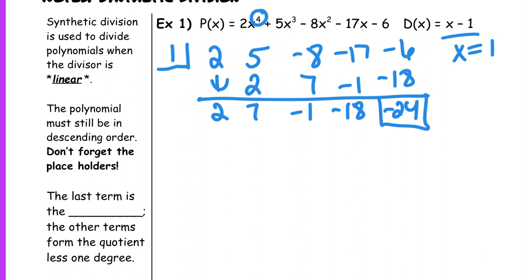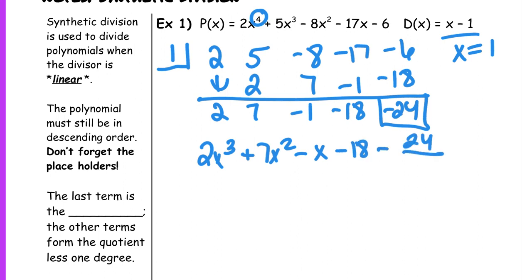So we started off with a degree of 4. We now have a degree of 3. In other words, this is 2x cubed plus 7x squared minus x minus 18 minus 24 over x minus 1. You okay with that idea?